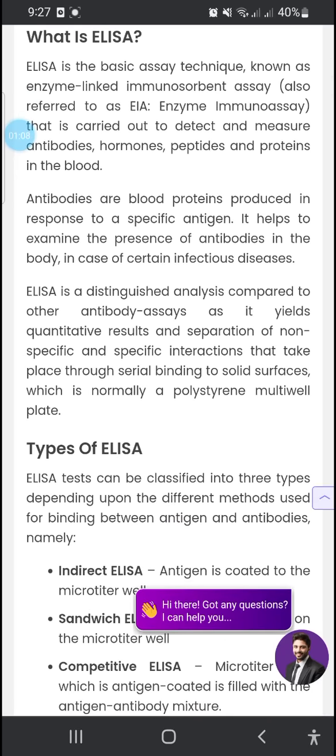ELISA is the distinguished analysis compared to other antibody assays as it yields quantitative results and separation of non-specific and specific interactions that take place through serial binding to solid surfaces, which is normally a polystyrene multi-well plate.